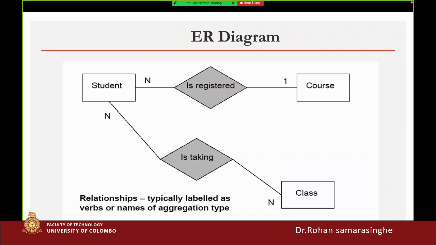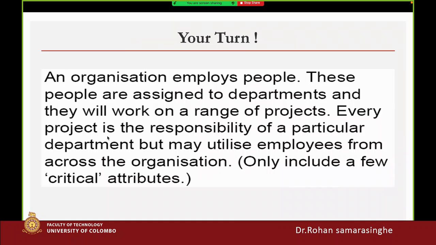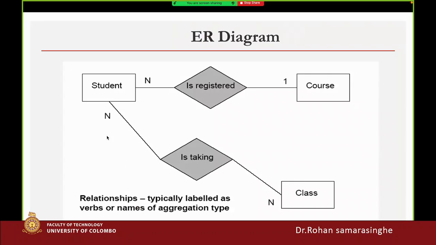Then ER diagram. ER diagram means using these relationships and attributes, you have to write the ER diagram. For example, student registered in the courses and student taking the classes. Relationships are typically labeled as verbs or names of aggregation types.